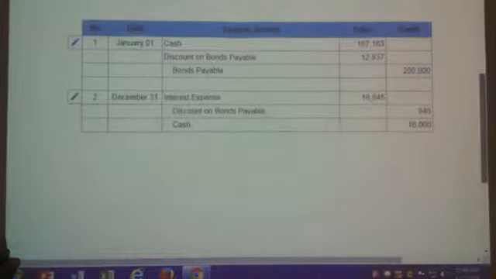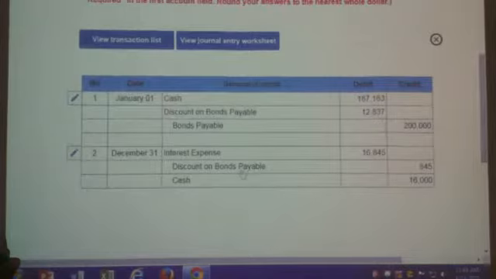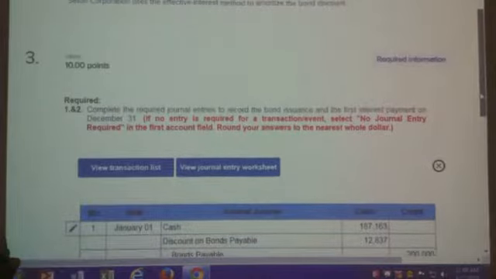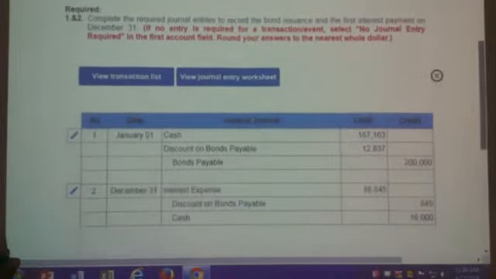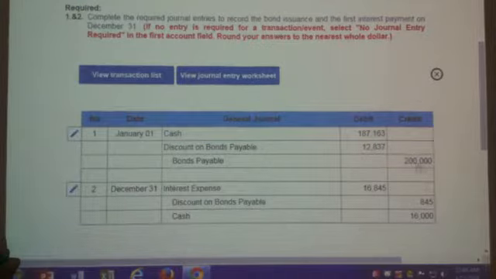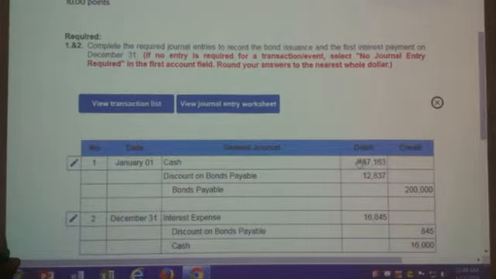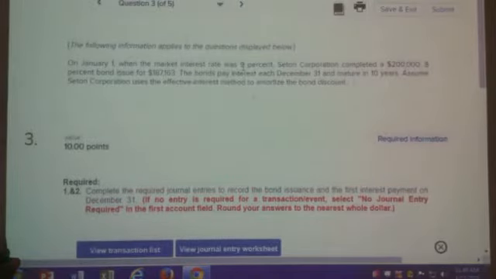Question 3 is about how to record the issuance and how to calculate the amortization of a discount on a bond. If it was issued at 200,000 face value, but for 187,000, then we know we received a discount on the bonds payable. The discount is equal to the difference between the face value and the cash received. Then to calculate the cash, you multiply your face value times the stated interest rate, whereas your interest expense will be your book value, the cash at issuance, times the market rate.